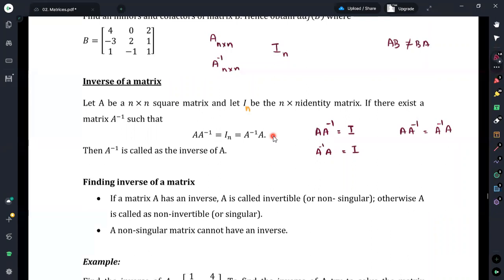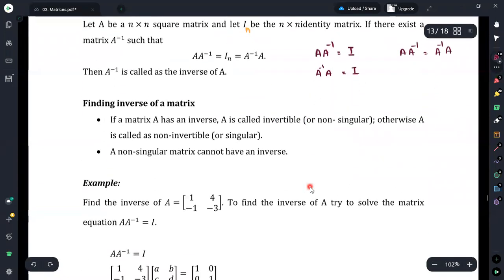When we are going to find the inverse of a matrix, first we need to check whether the inverse exists or not. If a matrix has an inverse, then such a matrix is said to be an invertible matrix, or we simply say it is a non-singular matrix. Otherwise, if a matrix does not have an inverse, then we say such a matrix is a non-invertible matrix, or we simply say it is a singular matrix.